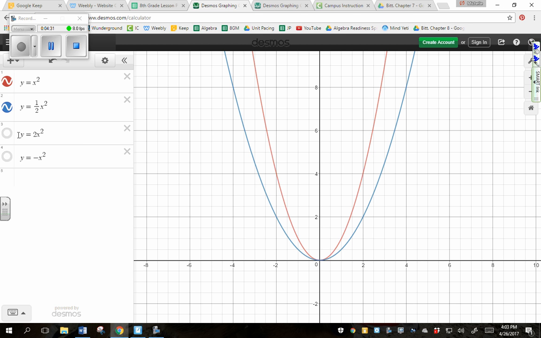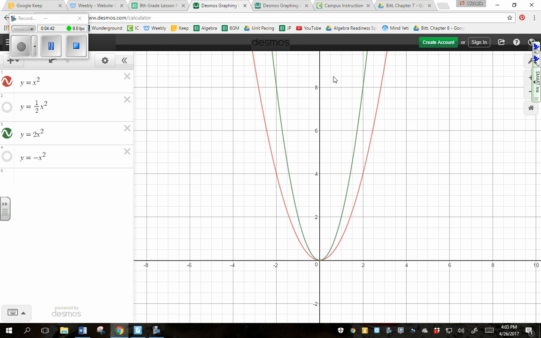Let's try on this next one. We're going to do y equals 2x squared. So let's look at it in comparison to just x squared. So x squared is the red one. If we do y equals 2x squared, you can see how skinny it gets here. It still has an axis of symmetry at the y-axis at the line x equals 0. Still has a vertex at 0, 0, but it's a little thinner and narrower than our original graph of x squared, the red one.